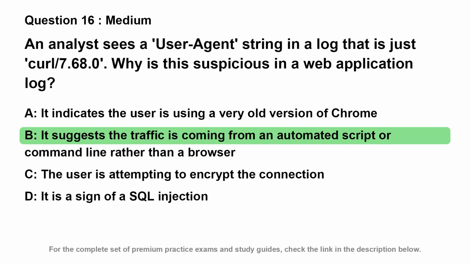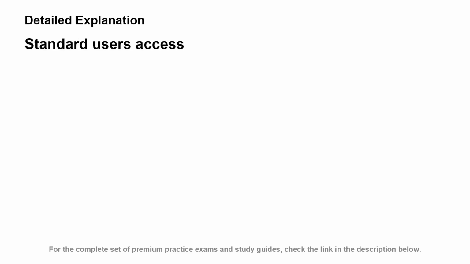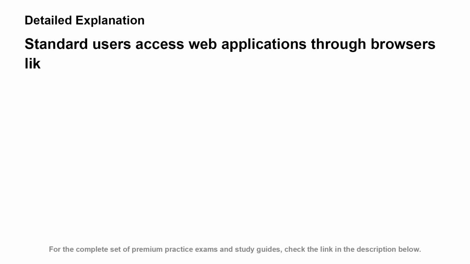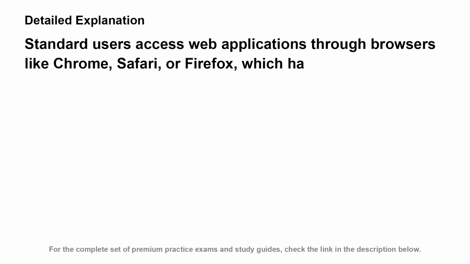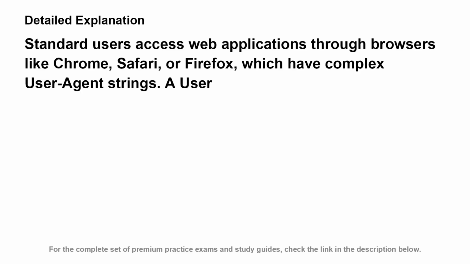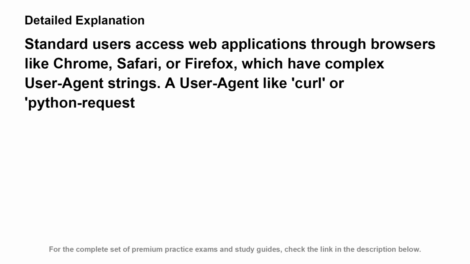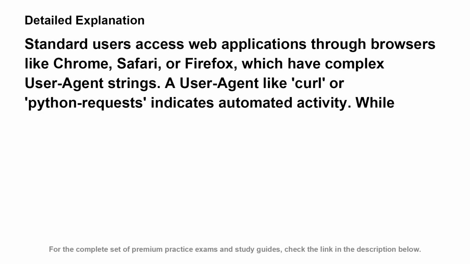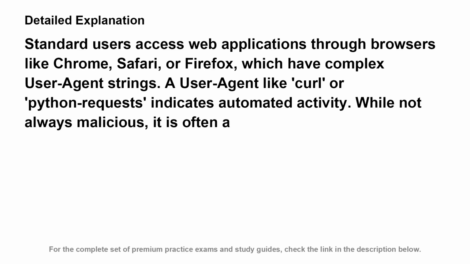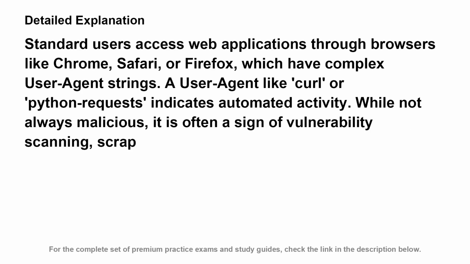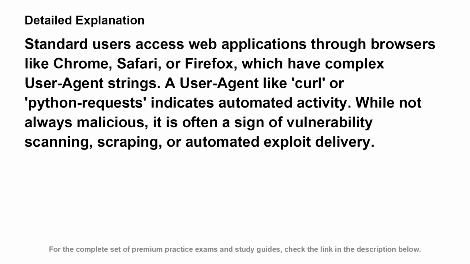The correct answer is B. Standard users access web applications through browsers like Chrome, Safari, or Firefox, which have complex user agent strings. A user agent like curl or Python requests indicates automated activity. While not always malicious, it is often a sign of vulnerability scanning, scraping, or automated exploit delivery.